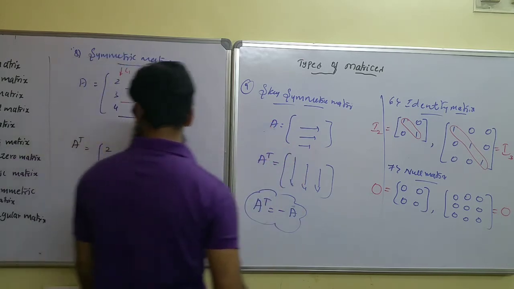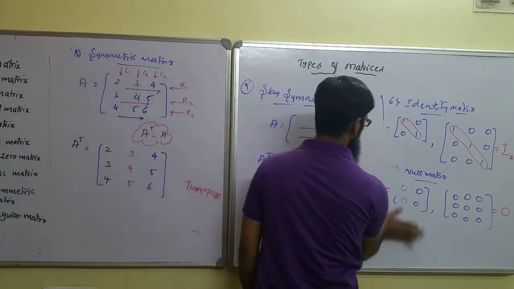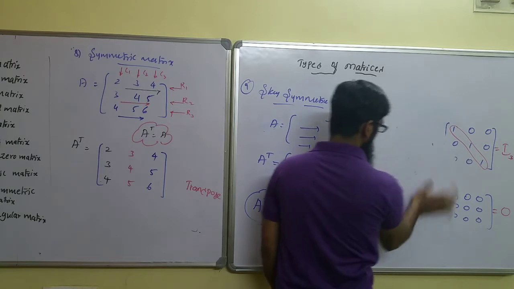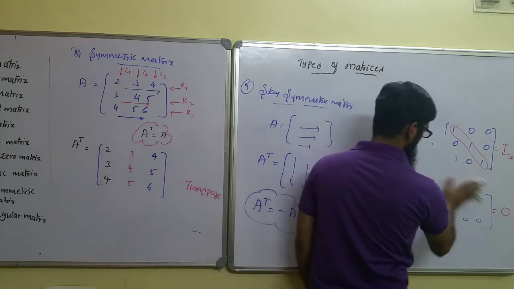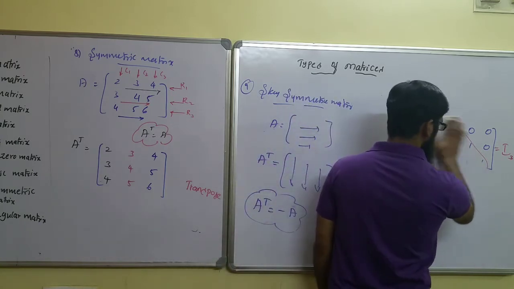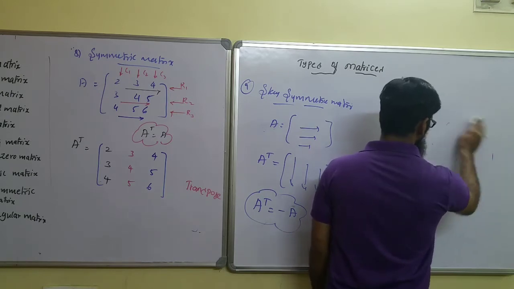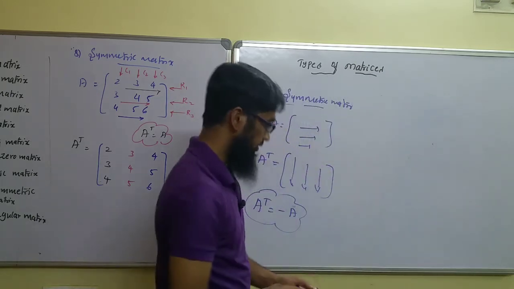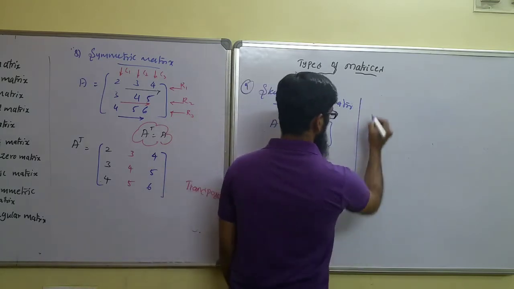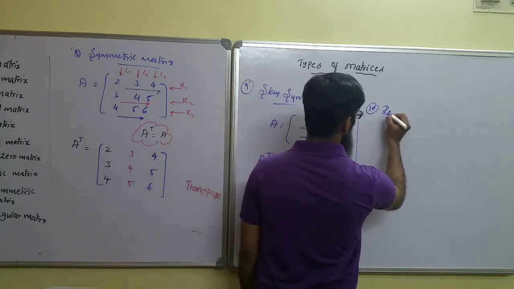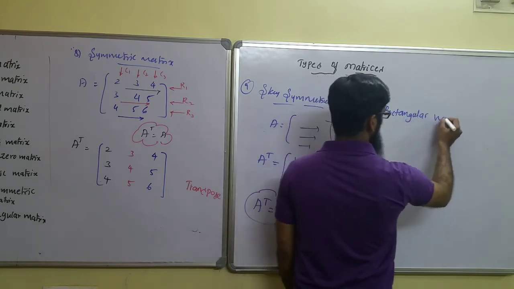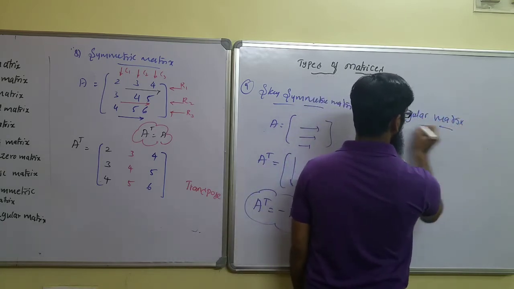Now again we will go for the rectangular matrix, the last one. The rectangular matrix is nothing but, we know the square matrix. Square matrix means both the rows and columns should be the same, but if it is not the same, it will be a rectangular one. So now this will be the rectangular matrix.